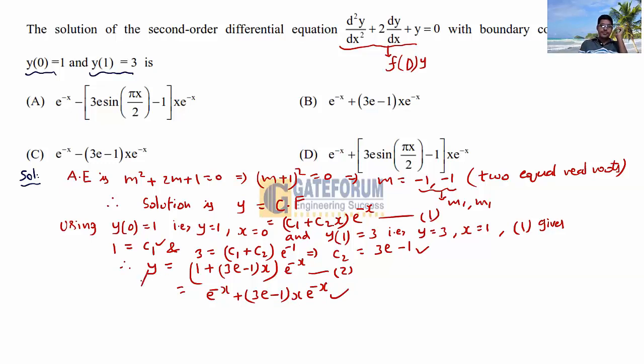The solution is e power minus x plus 3e minus 1 into x into e power minus x. Accordingly, the option is B. This is the end of the question.